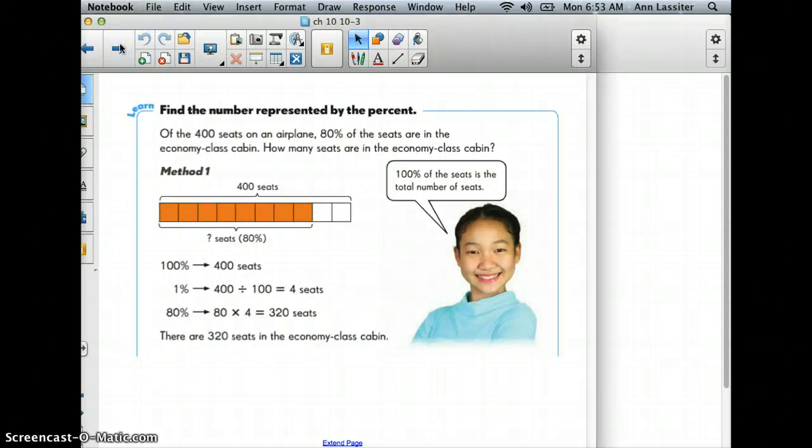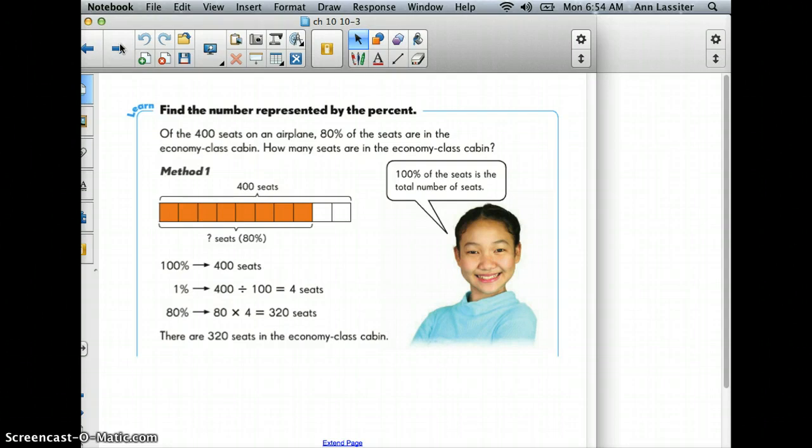The first example talks about the fact that there are 400 seats on an airplane, 80% of the seats are in the economy class cabin, and then they ask how many of the seats are in the economy class cabin. Well, you might say, they already told me that, the answer is 80%. Well, it's 80% of the 400 seats that they mentioned that were on the entire plane. I also want you to note the fact that when they tell you 80% are in the economy class, they're also talking about the complement, that 20% are not in economy.